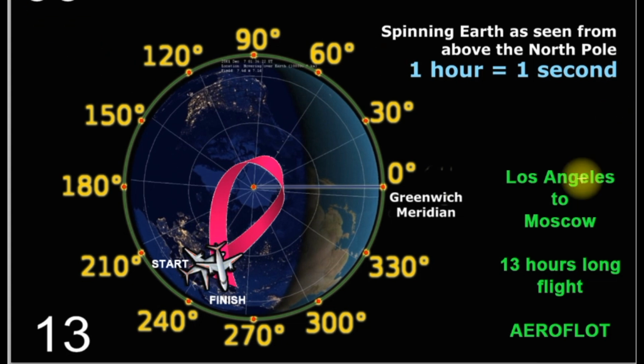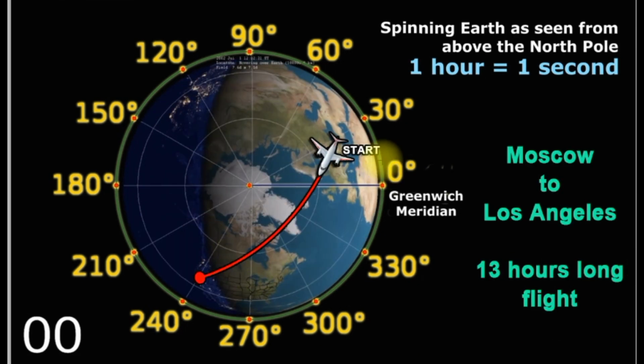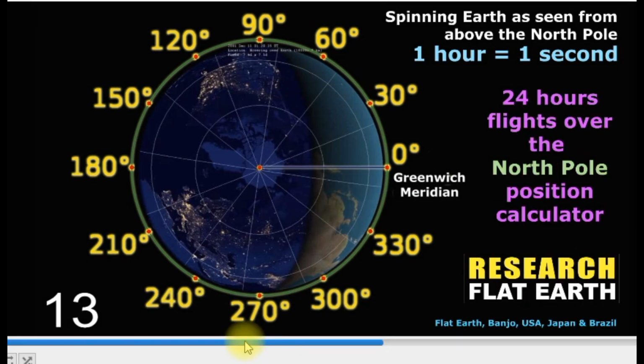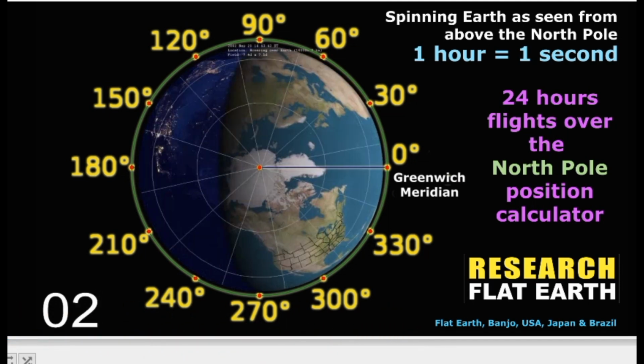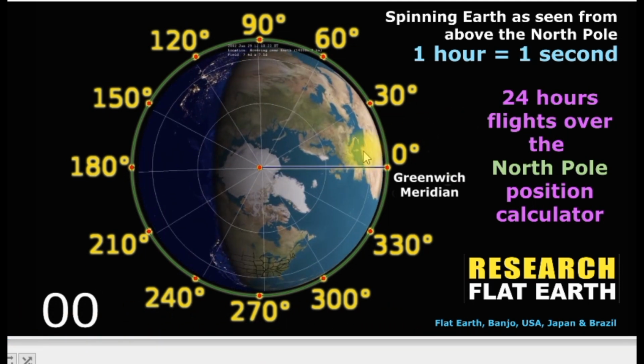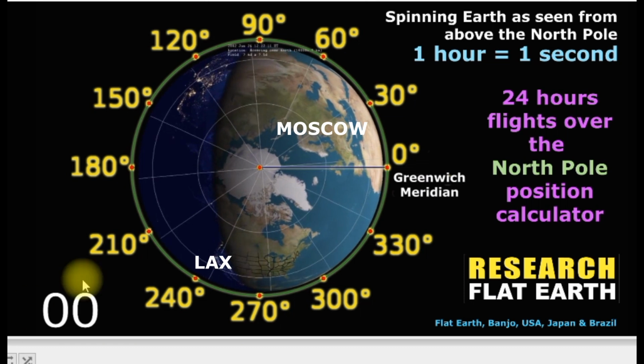Let's go ahead and look the flight back, Moscow to Los Angeles. Alright, Moscow right here, start, Los Angeles. Let's look at this flight back. It should be interesting because the Earth is rotating from west to east. Let's go to our timer here. 0 again, start right here. We have Moscow, Los Angeles, and the flight is coming from Moscow to Los Angeles now. Let's look at what's gonna happen. 13 hours start.